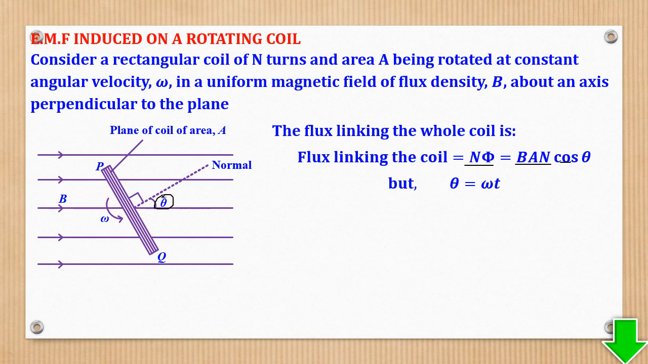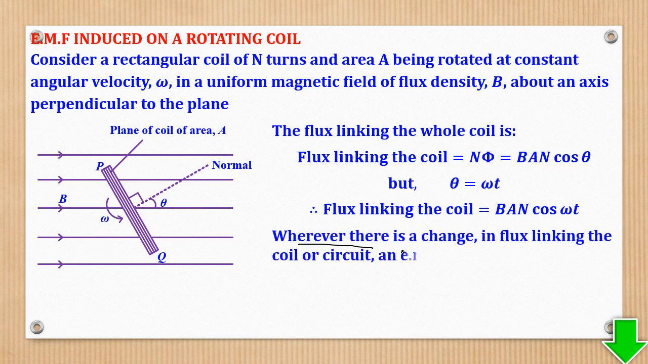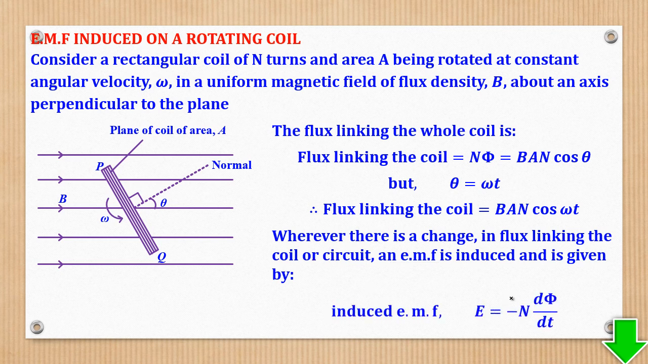But remember, theta is the angle between the field and the normal. And we know that angular velocity is the rate of change of the angle, which is theta over t. Therefore, when I make theta the subject, I come up with omega t. Therefore, when I substitute for theta, I'll come up with this expression. So wherever there is a change in flux linking a coil or circuit, an EMF is induced. That is what we have always been saying about electromagnetic induction. So induced EMF is given by this.